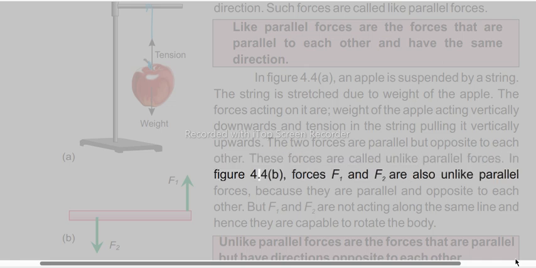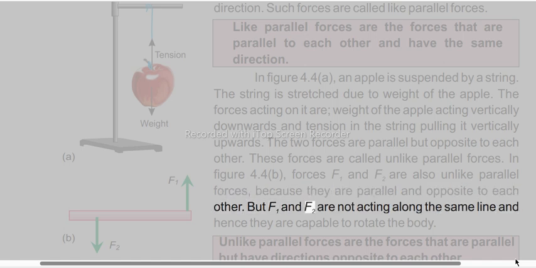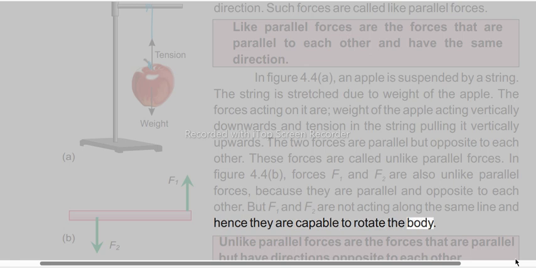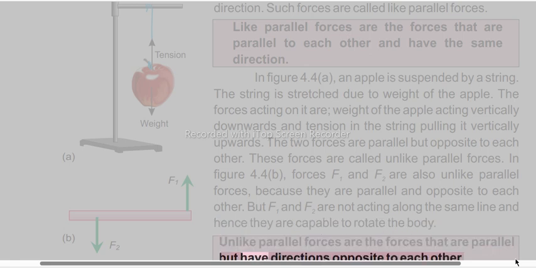In figure 4.4b, forces F1 and F2 are also unlike parallel forces, because they are parallel and opposite to each other. But F1 and F2 are not acting along the same line, and hence they are capable to rotate the body. Unlike parallel forces are the forces that are parallel but have directions opposite to each other.